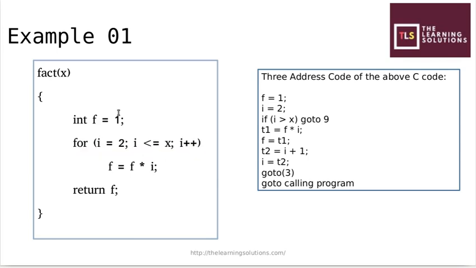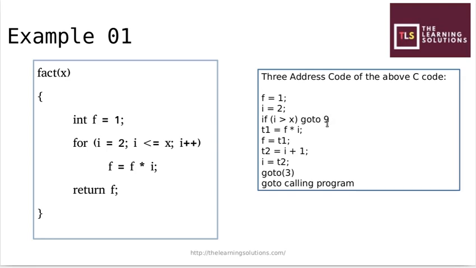So for this, first of all, f equal to 1, this is a declaration statement. Then the assignment, that is I equal to 2. Now the condition will be mentioned here. If I less than x, then coming out of the loop. So go to, this is a conditional jump basically. So go to, and the statement number we do not know.